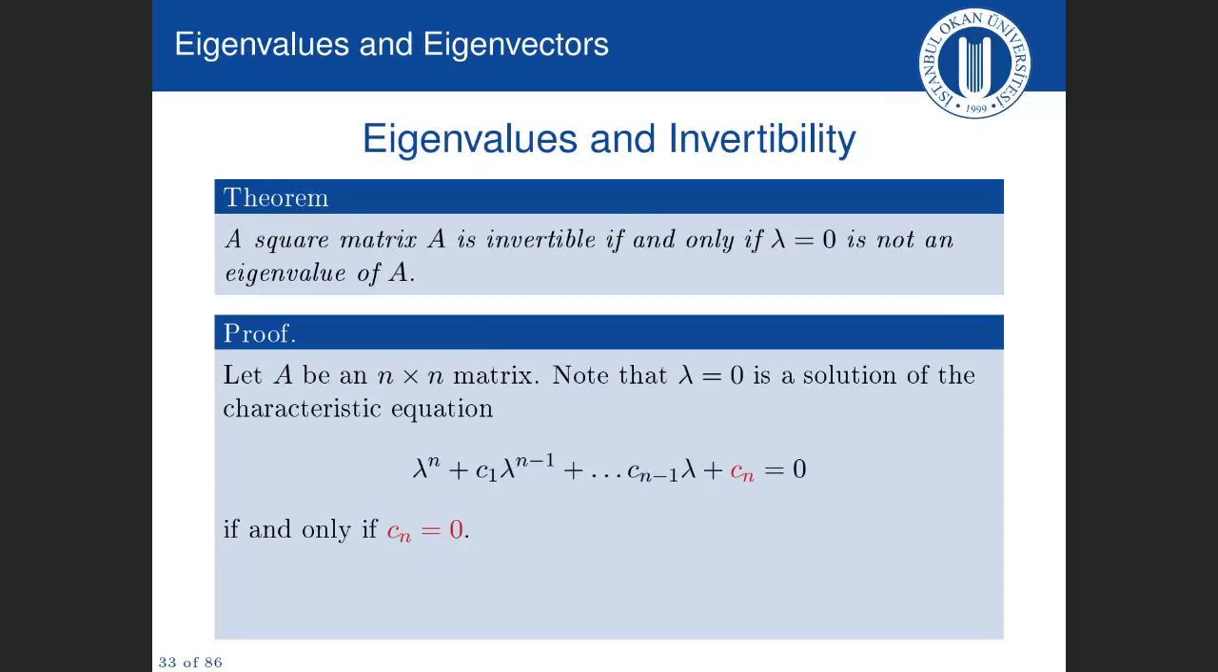Let A be any n by n matrix, or any square matrix, and then the characteristic equation will be an nth degree polynomial equal to 0. How can lambda equal to 0 be a solution of this equation? It's a solution if and only if the final term Cn is equal to 0. So we want to prove that A is invertible if and only if Cn is not equal to 0. If we can do that, then we've proved the theorem.